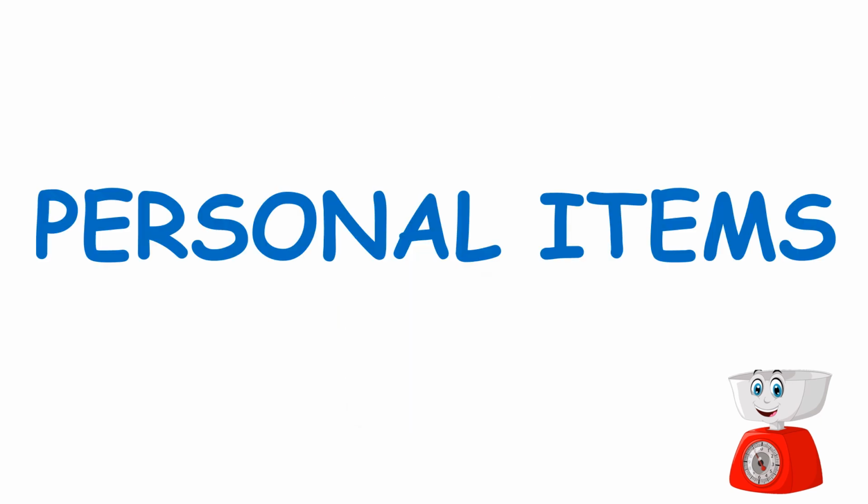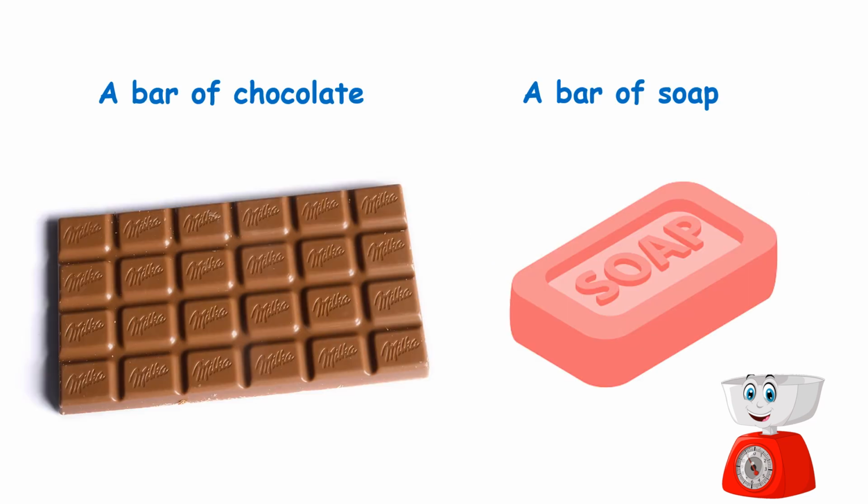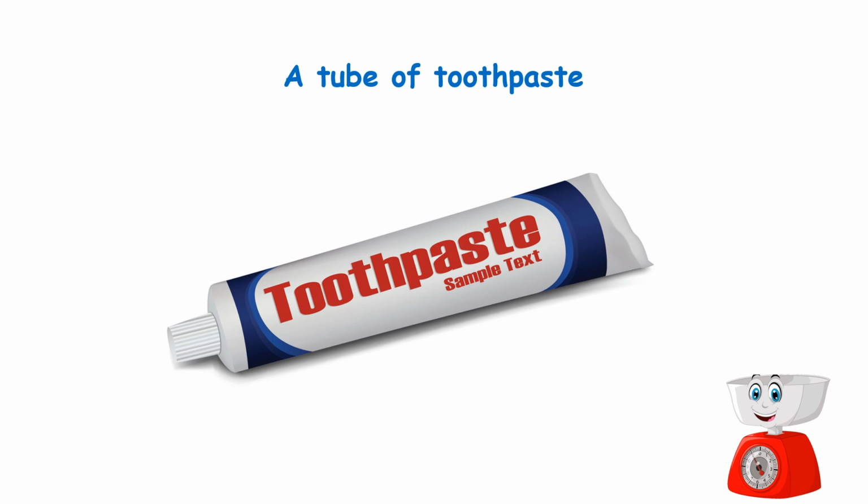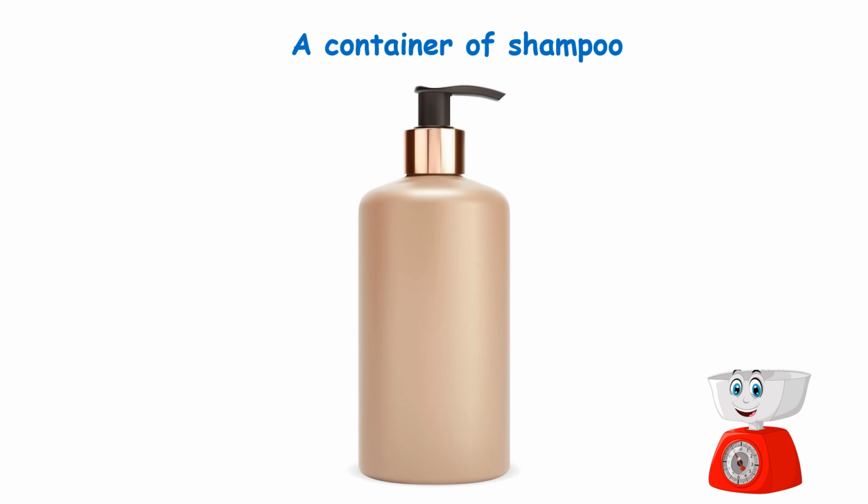Now let's talk about personal items. A bar of chocolate. A bar of soap. A tube of toothpaste. A container of shampoo.